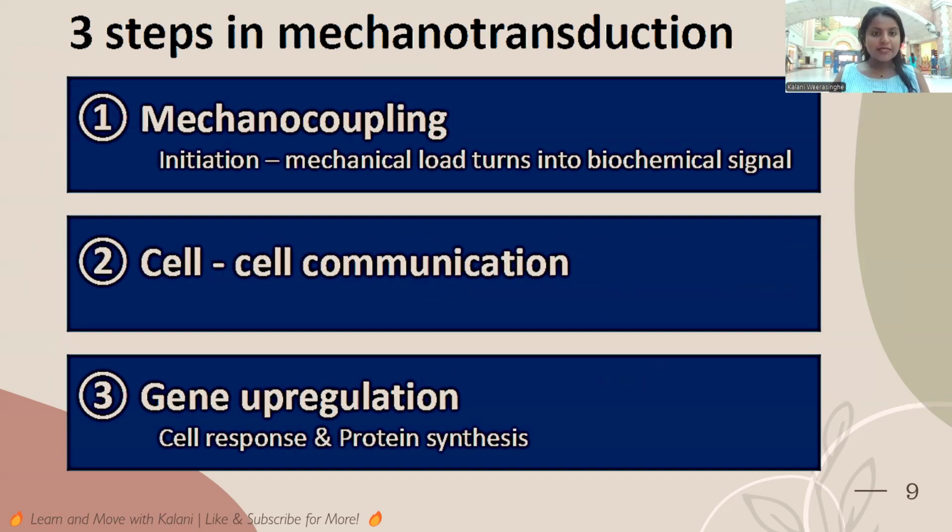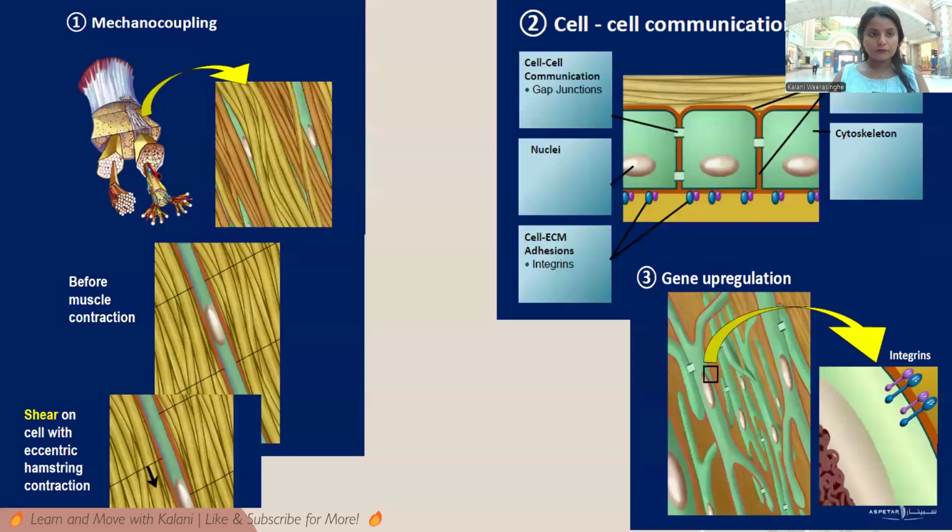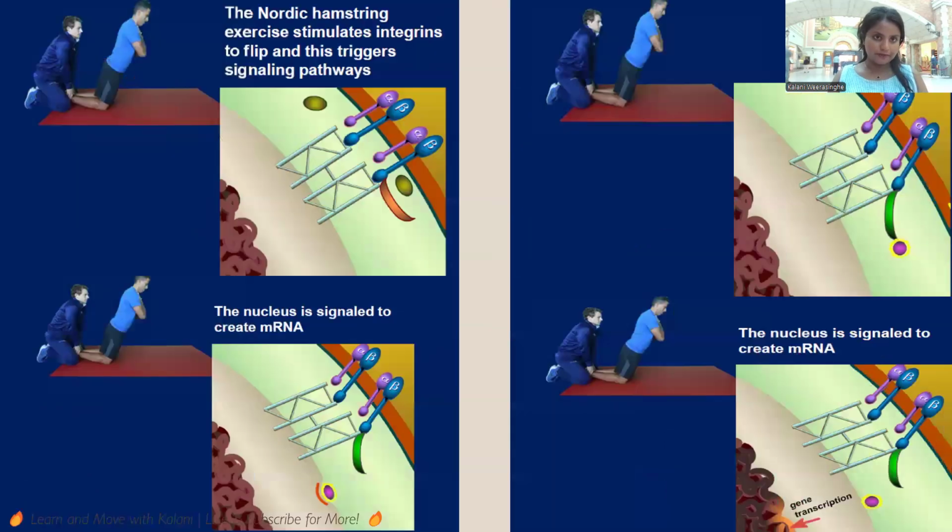Second stage is cell-to-cell communication. In this particular stage, the signals spread through the muscle tissue. Finally, gene upregulation. In this particular stage, DNA instructs cells to produce proteins to promote muscle repair. These few pictures show the 3 stages: mechanocoupling, cell-to-cell communication, and finally gene upregulation.